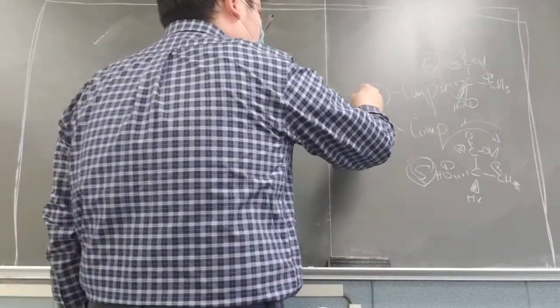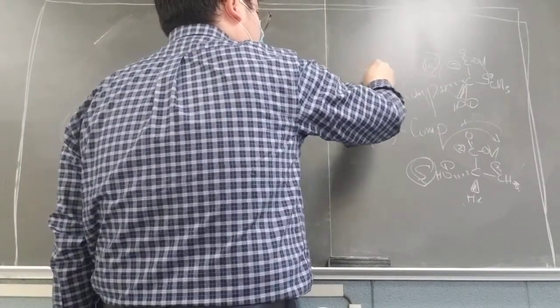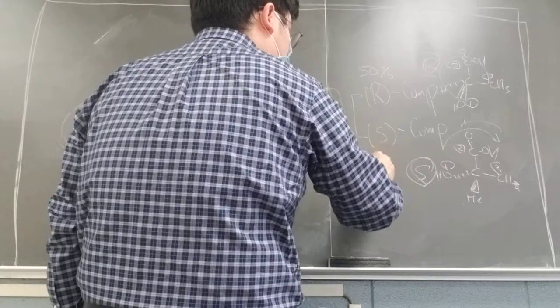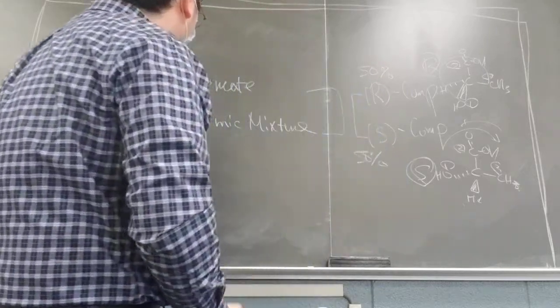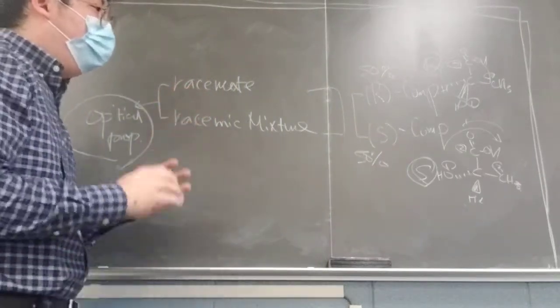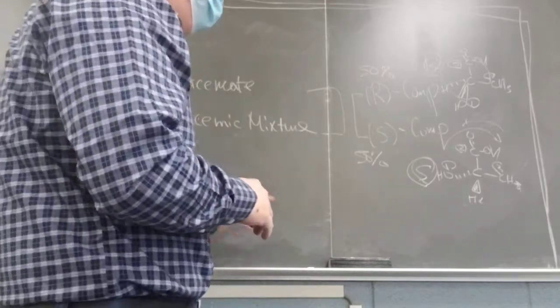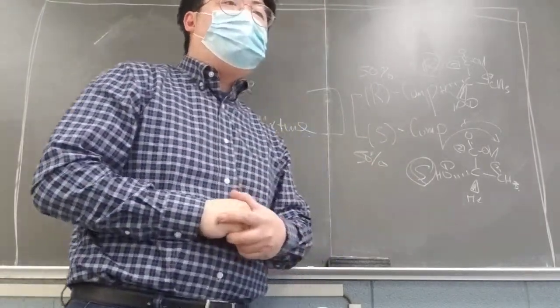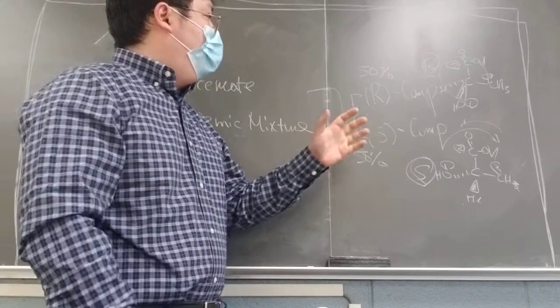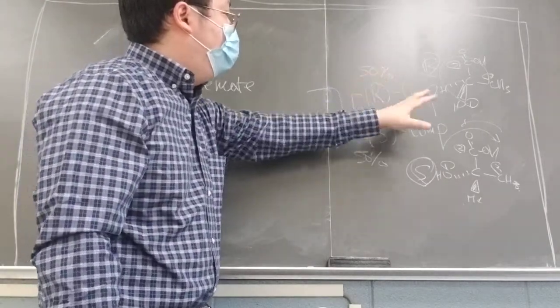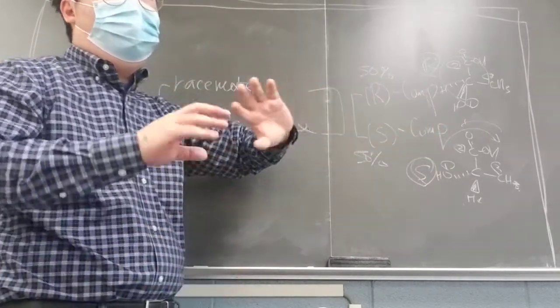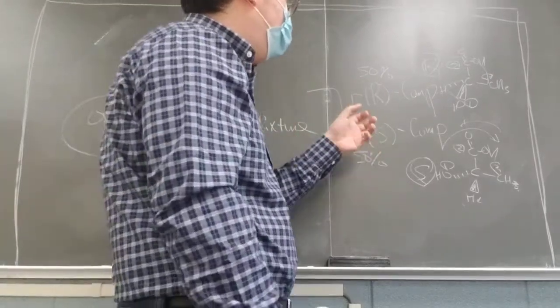If you have these 2 compounds mixed exactly 50%, we call them racemic, or racemic mixture. This is the only thing you have to know. This is important in organic chemistry because these 2 may have optical property, right? Because it's R or S configuration.